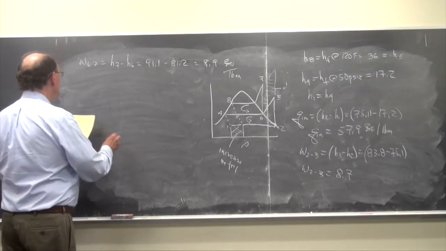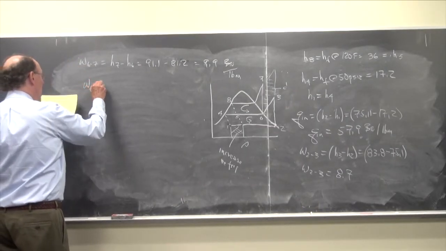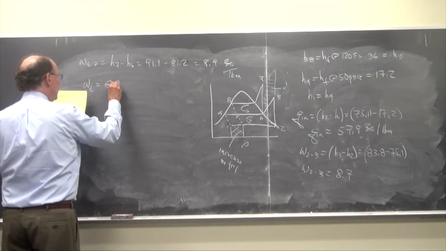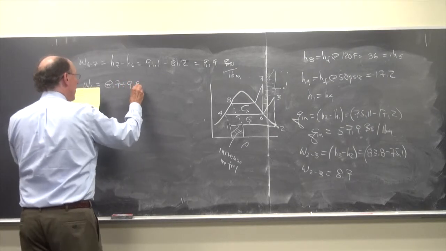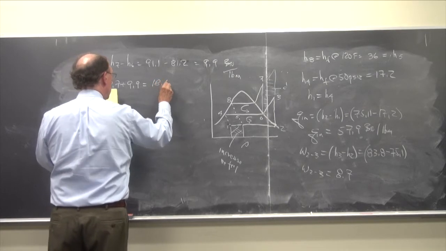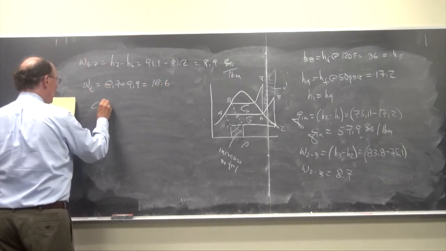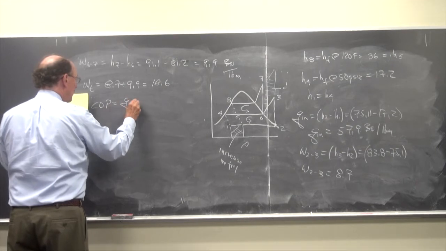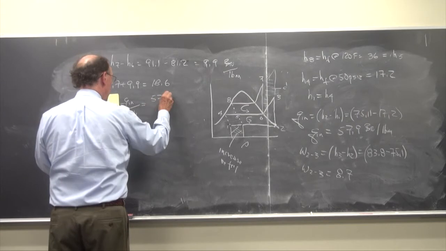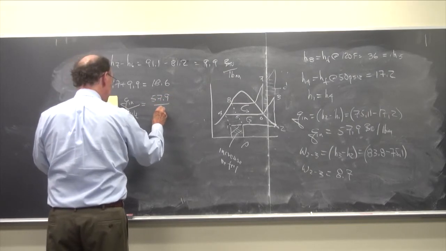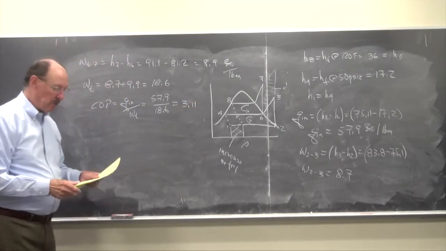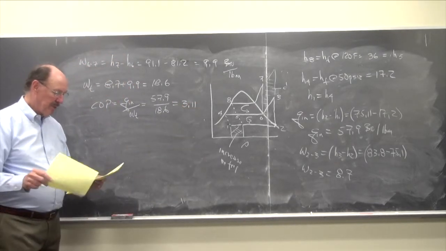So now let's find the total work. W total is equal to 8.7 plus 9.9, which is equal to 18.6. And the COP is Qn over W total: 57.9 divided by 18.6 is equal to 3.11. So we're able to find the coefficient of performance for this.